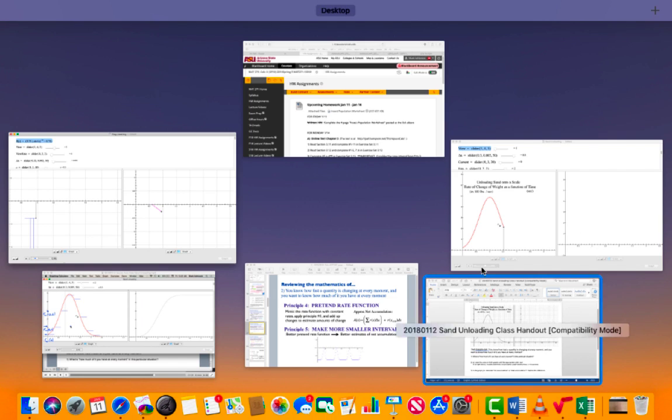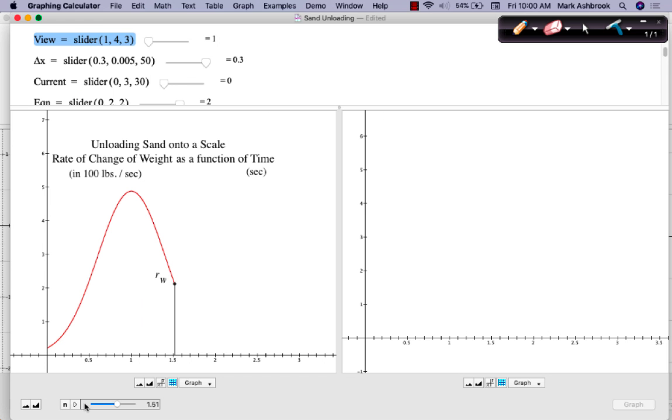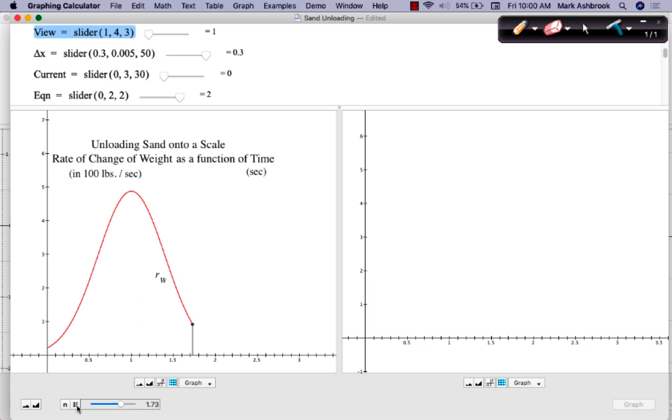Let's look at a new example here. This is what we're going to be looking at in your worksheet. This is unloading sand onto a scale. Here is the exact rate function. I'm calling it R sub W, and it's the rate of change of weight with respect to time in seconds.